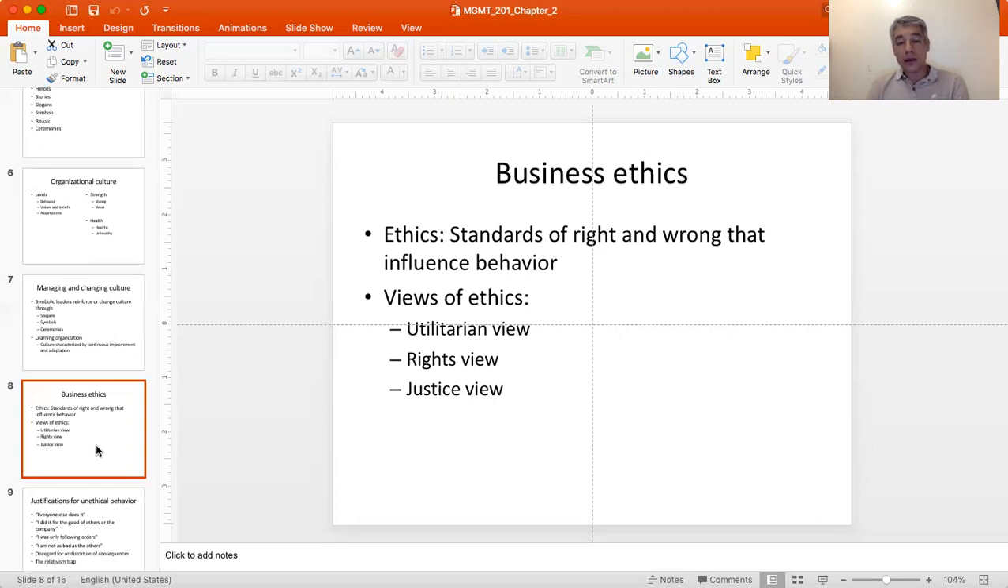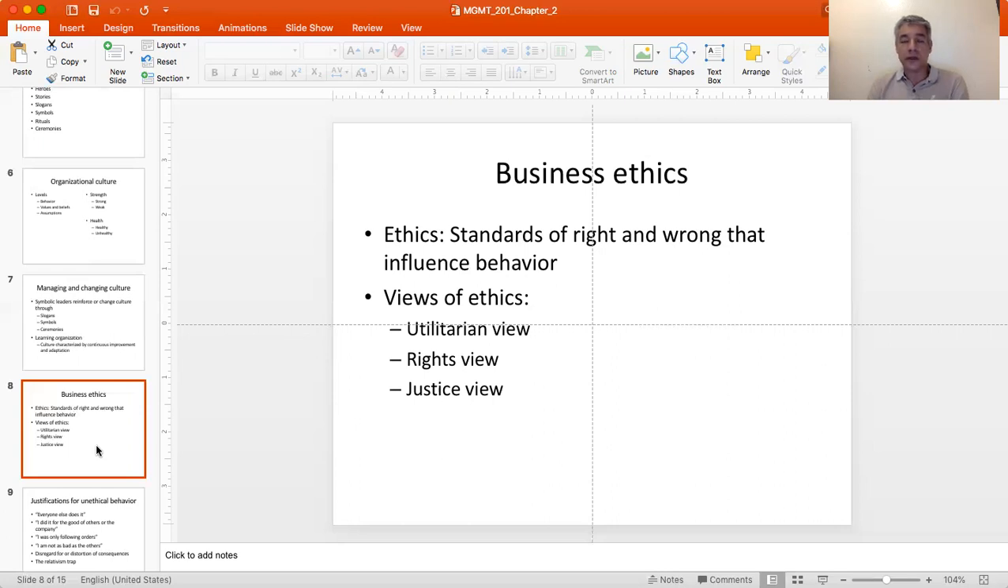Right now, ethical behavior is becoming a lot more important to businesses and customers and society in general. So ethics basically is about the standards of right and wrong that influence behavior. And there are several views of ethics. What exactly would you consider ethical? So the utilitarian view, the rights view, and the justice view.